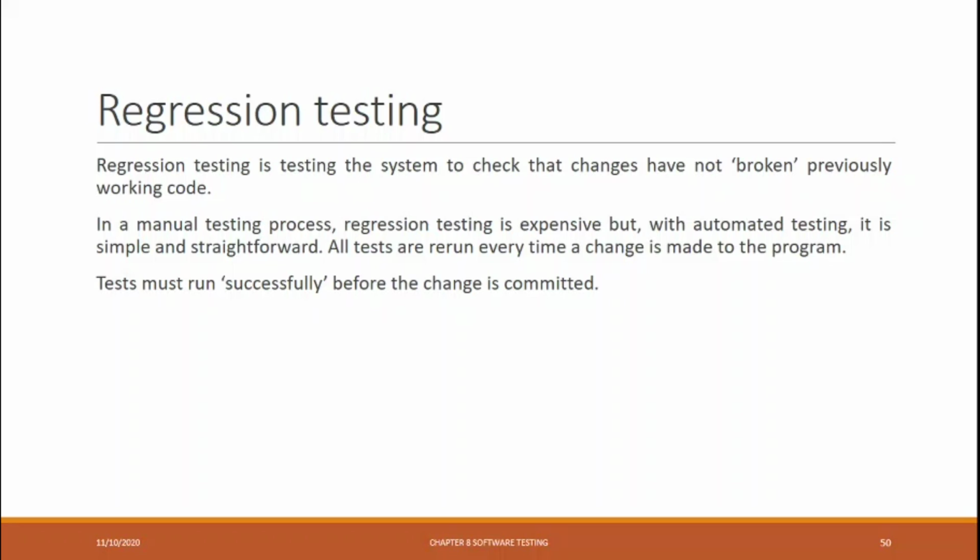In automated testing, the modified program is tested separately, and the remaining part which was tested previously is tested automatically. So the cost is less, whereas the manual testing process will cost more.